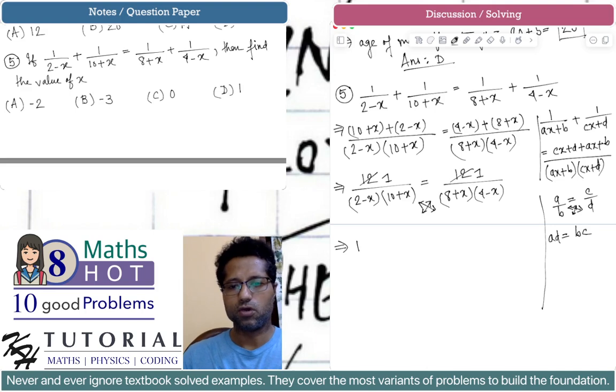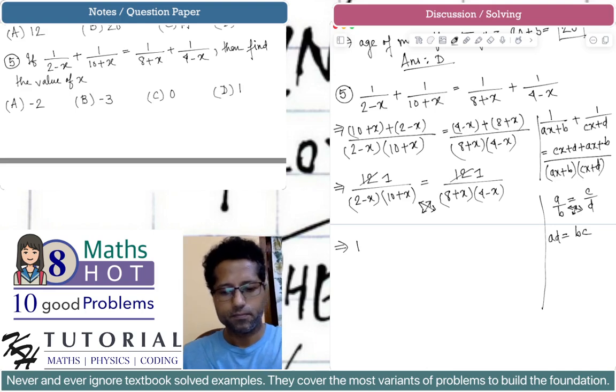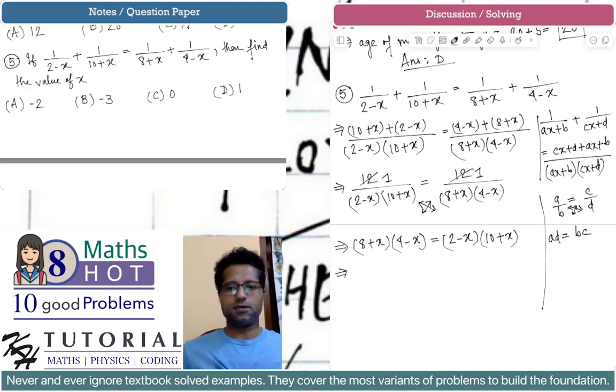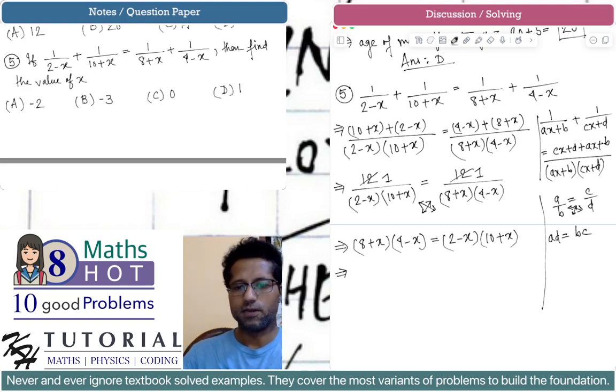So now if we do cross multiplication, after cancelling out 12, we get 8 plus x multiplied by 4 minus x is equal to 2 minus x multiplied by 10 plus x. Now you have to do the product of the two binomials on both the LHS and RHS and simplify. That is, you have to do the product of 8 plus x multiplied by 4 minus x.